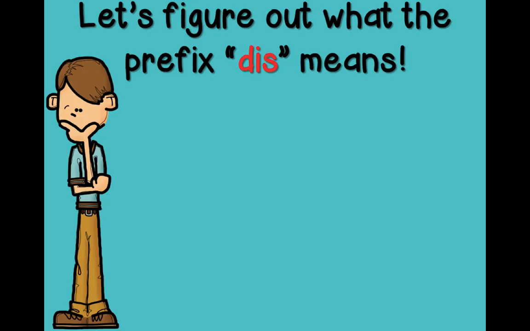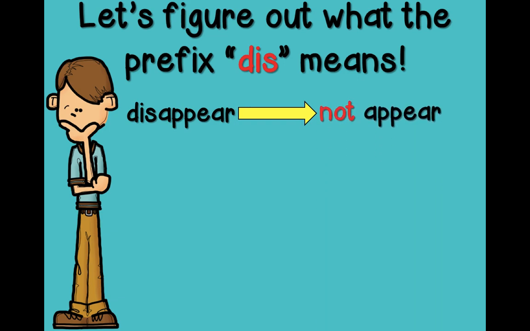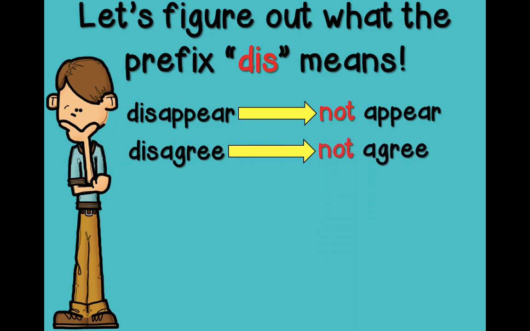Now let's look at the prefix dis. Let's figure out what the prefix dis means. So if I think of the word disappear, and I think of when something disappears, it means not appear. I don't see it anymore. Disagree. If I think of a time when I have disagreed with my friend, that means my friend and I do not agree.